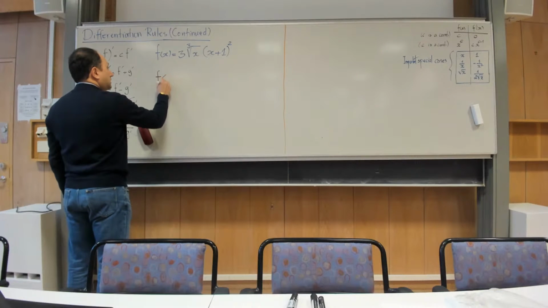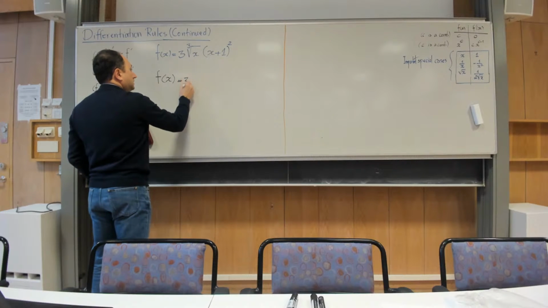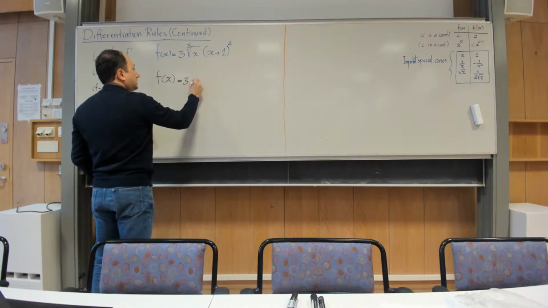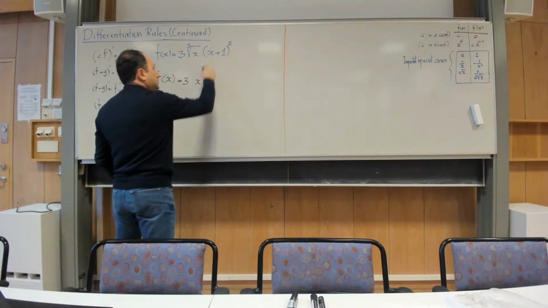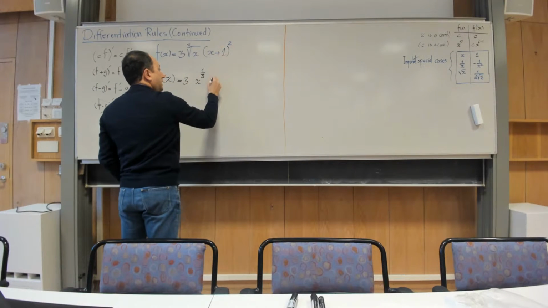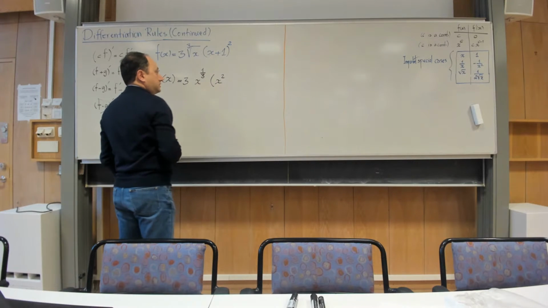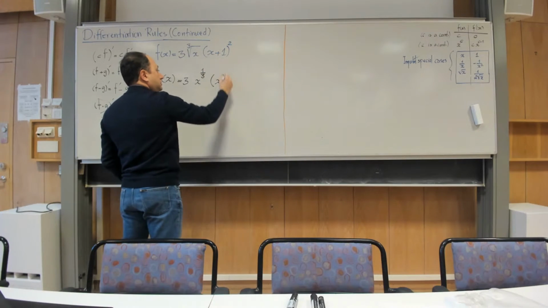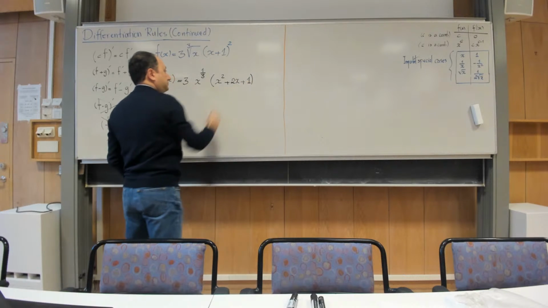So the first thing that I write is that f of x is equal to 3. Instead of this one, I can write x to the power of 1 over 3. And instead of x plus 1 to the 2, I can expand it using the identities: the first one to the 2, 2 times the first one times the second one, and the second one to the 2.